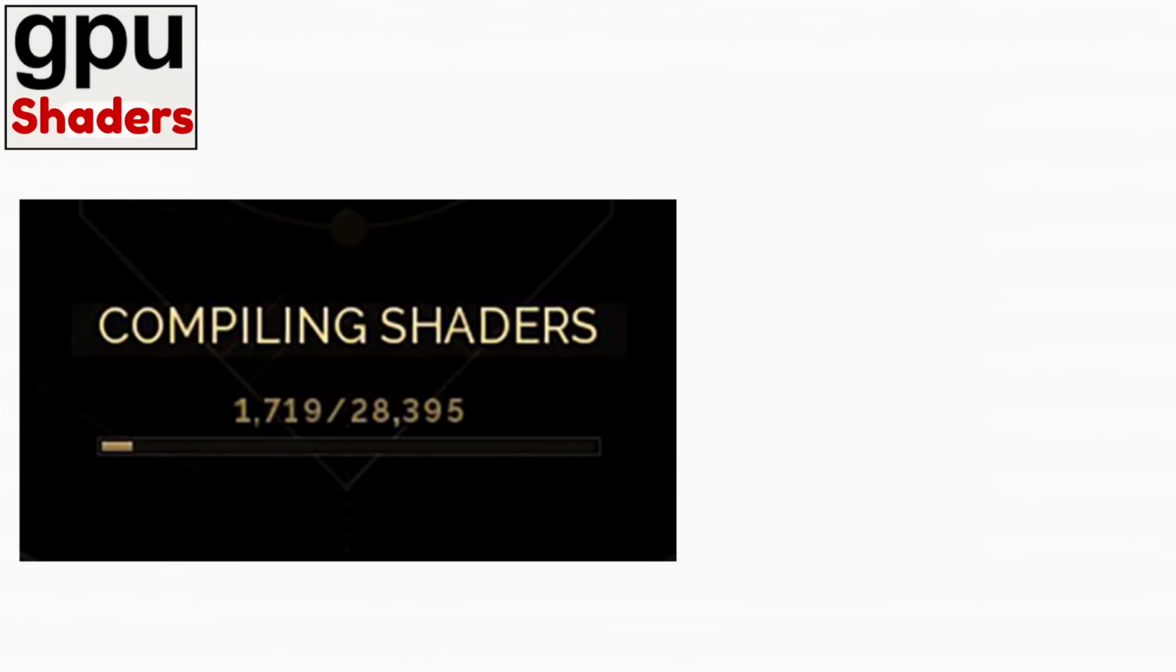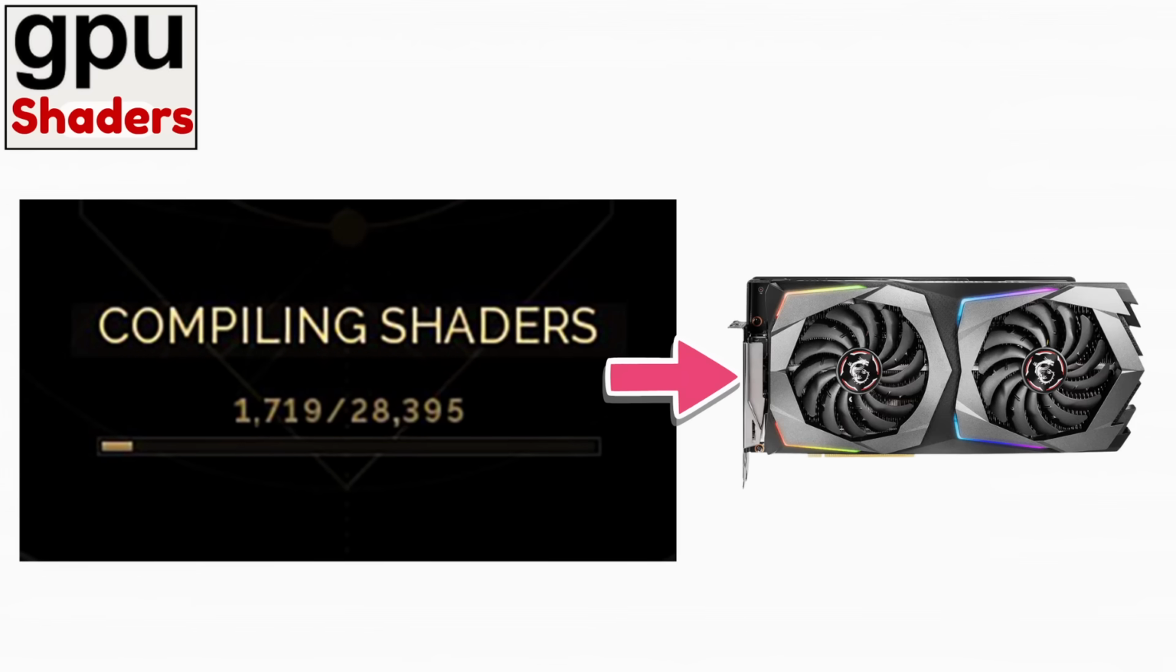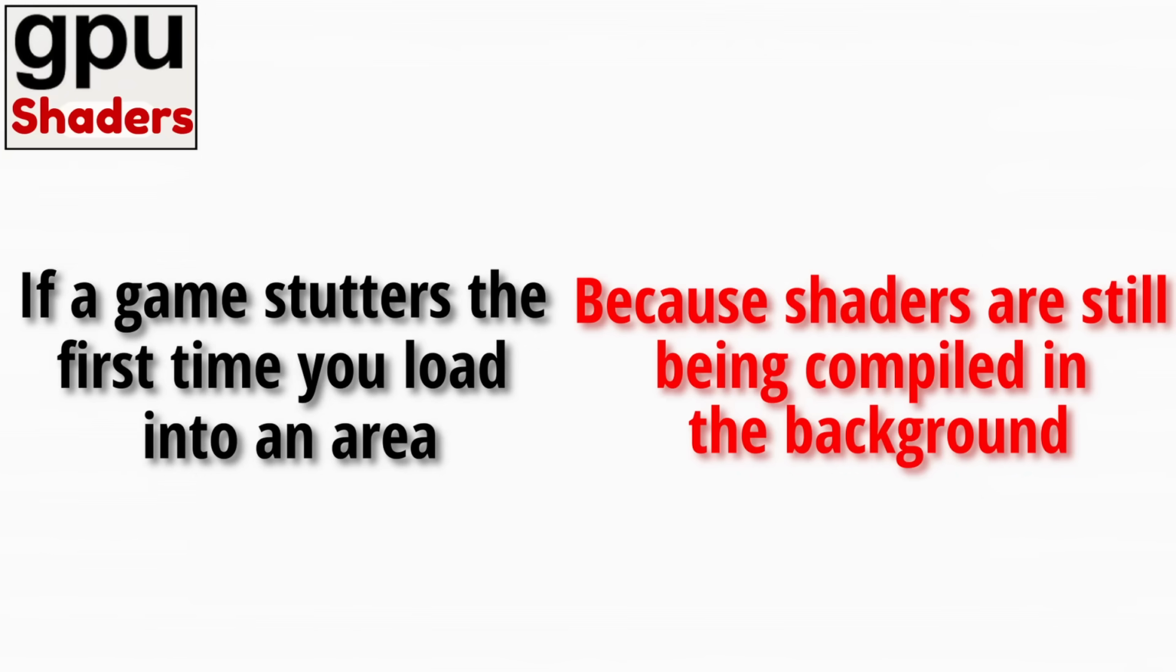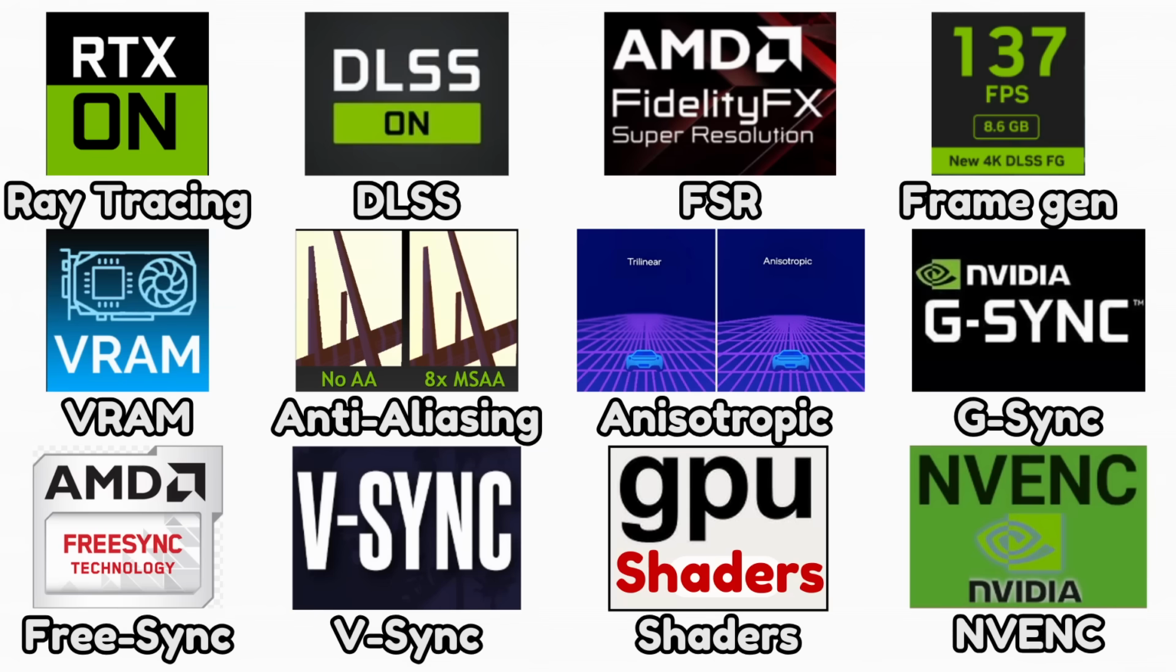When a game says it is compiling shaders, it means the GPU is preparing these programs so the game can run smoothly. If a game stutters the first time you load into an area, it is often because shaders are still being compiled in the background.